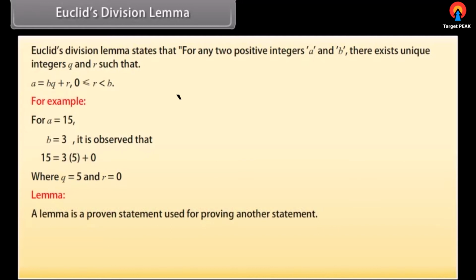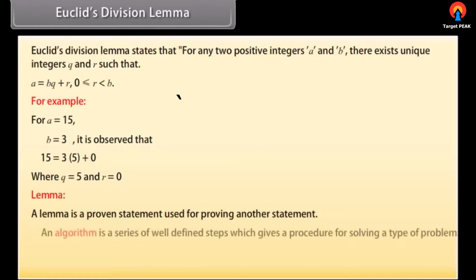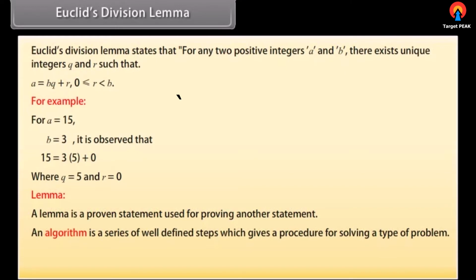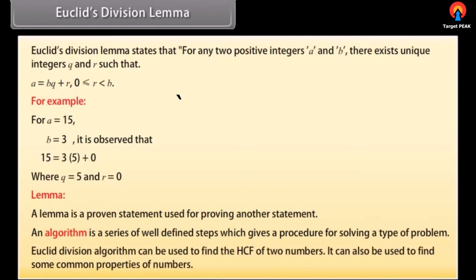Lemma. A lemma is a proven statement used for proving another statement. An algorithm is a series of well-defined steps which gives a procedure for solving a type of problem. Euclid's division algorithm can be used to find the HCF of two numbers. It can also be used to find some common properties of numbers.